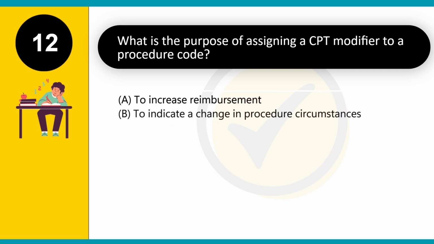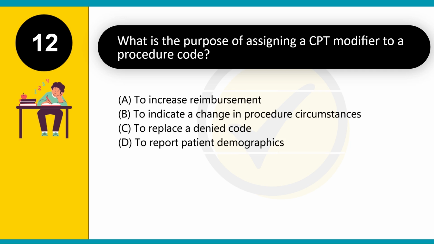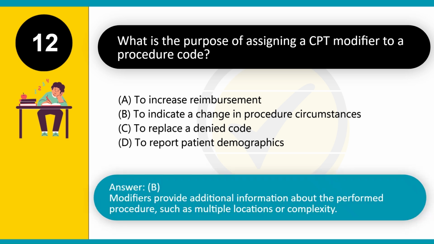What is the purpose of assigning a CPT modifier to a procedure code? A. To increase reimbursement. B. To indicate a change in procedure circumstances. C. To replace a denied code. D. To report patient demographics. Answer, B. Modifiers provide additional information about the performed procedure, such as multiple locations or complexity.